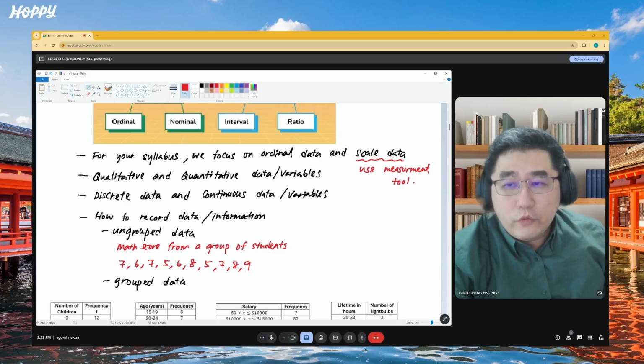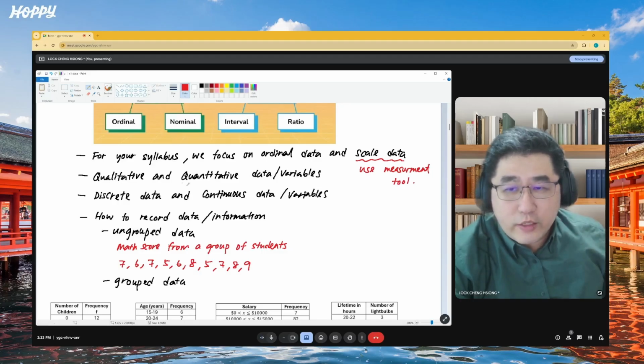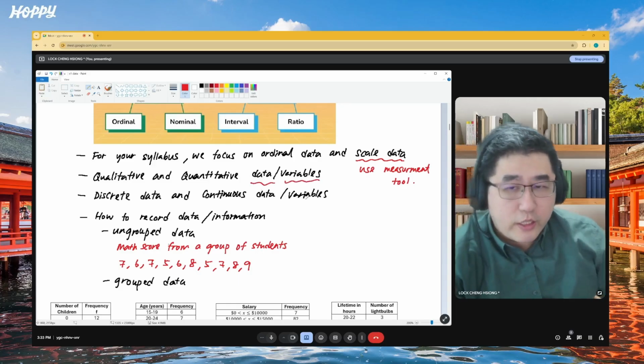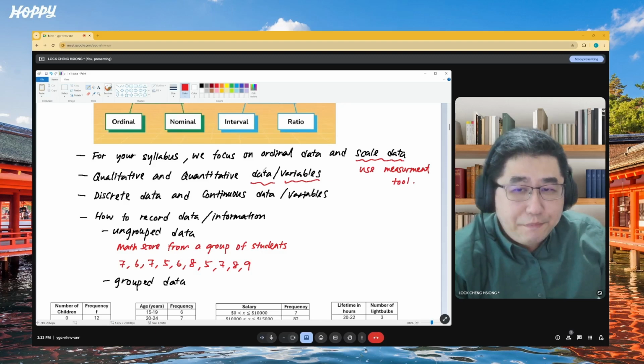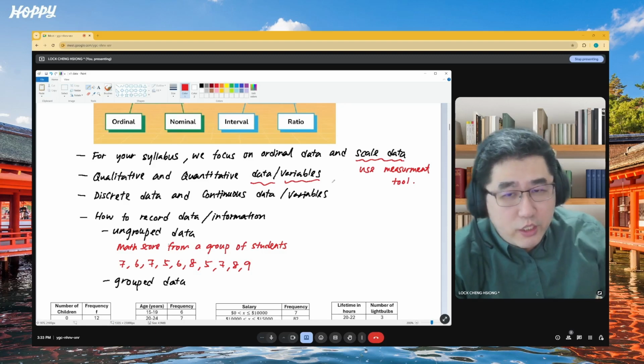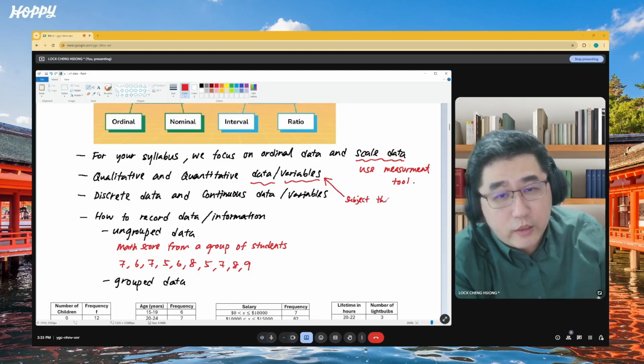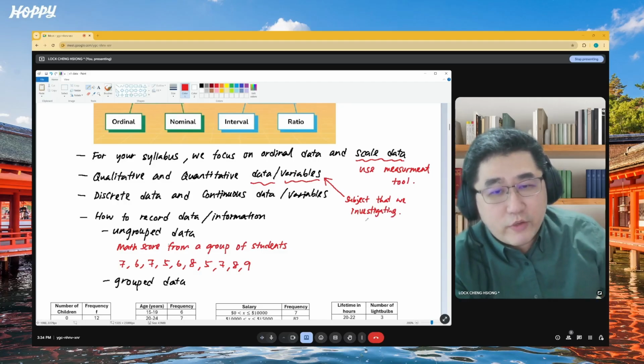Then over here we can also categorize the data into qualitative data and quantitative data. Over here I write data and variable. As I said earlier, data means information. Variable is the subject that we are studying, the subject that we are investigating. If let's say I'm investigating the height of a person, then maybe 178 cm.